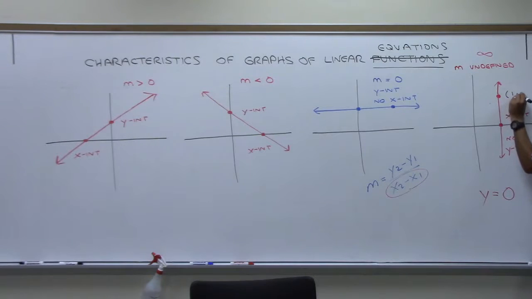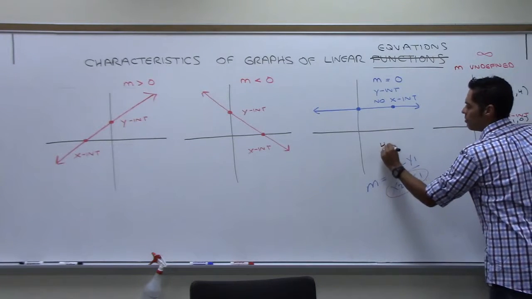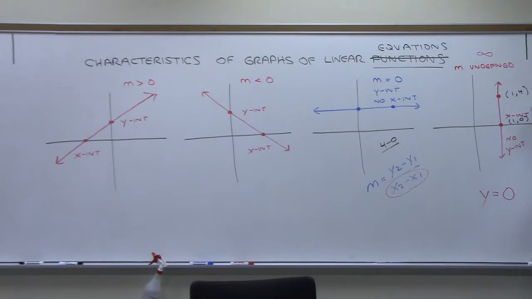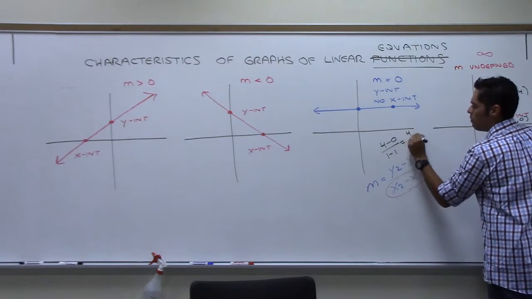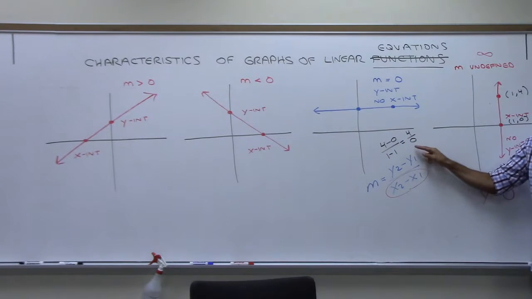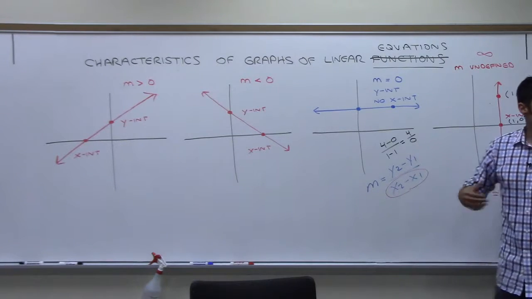Let's say this is the point 1,4. Let's say this is the point 1, well, it is the point 1,0. Do you agree with that? Okay, what's the slope? So you do y2 minus y1, 4 minus 0, over 1 minus 1, and that would be 4 over 0, right? The slope of that line is undefined.